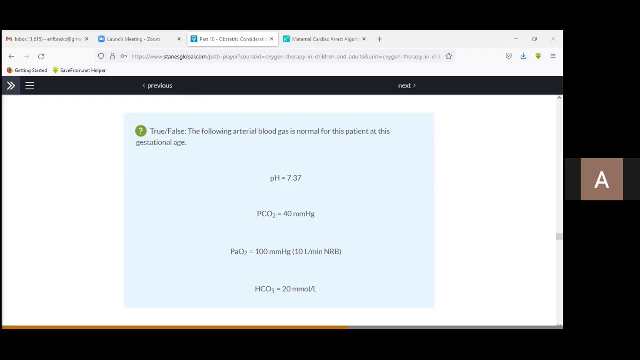Just look at the results and just say whether it is true or false. They will give the explanation. Just type true or false. PCO2 of 40 millimeters of mercury, PaO2 at 10 liters per minute. Is this true or false?